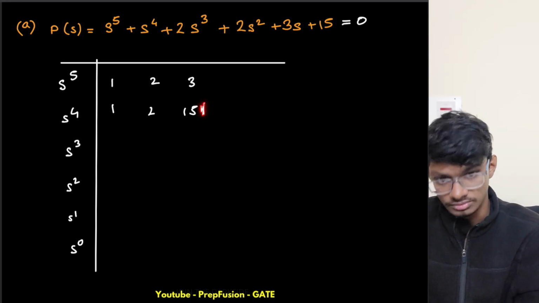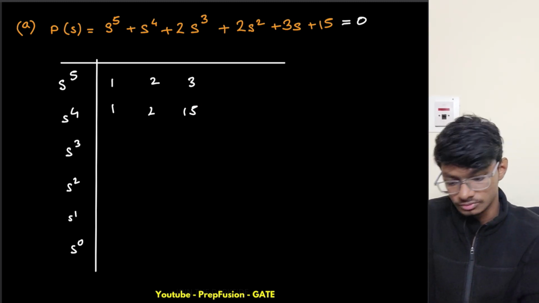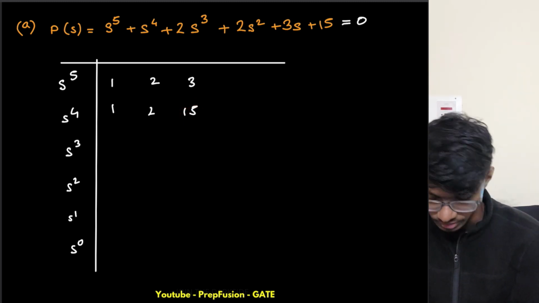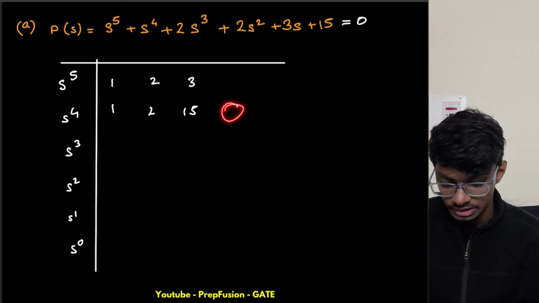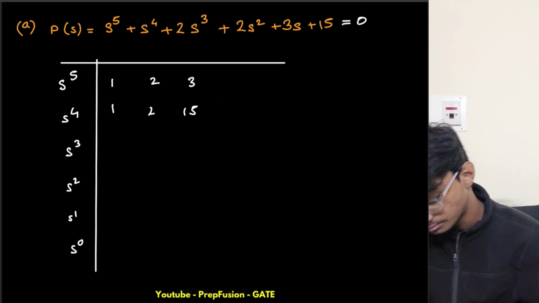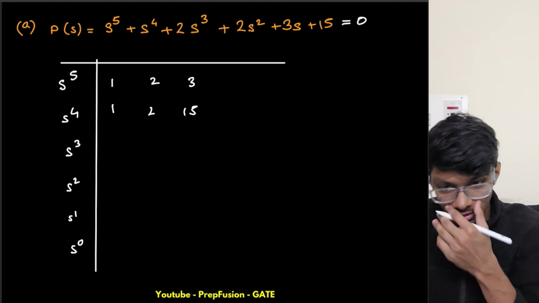This is the maximum point that I've reached, the last coefficient basically. So we stop here only. If my last coefficient was here, then I would have taken a 0 over here. Okay, now let's compute the Routh array.